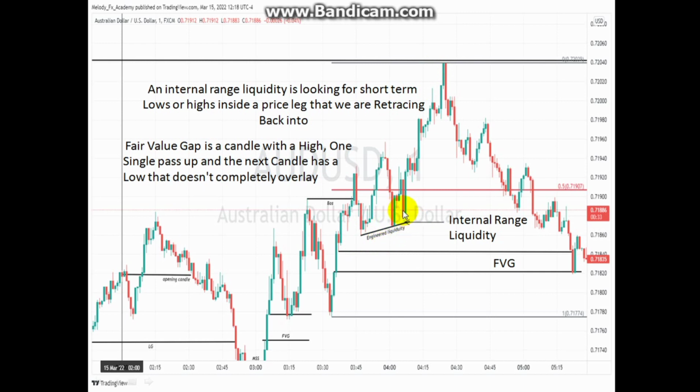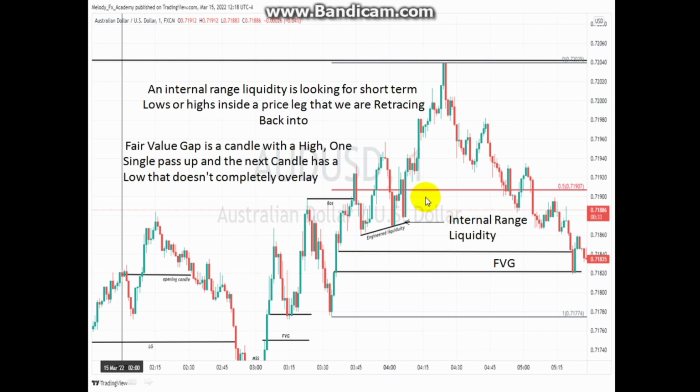So an internal range liquidity is simply a short-term low or a short-term high that has liquidity resting below it inside a trading range, as we can see here. So this was what brought my second entry. I knew there was sell side liquidity resting below these old lows, and it is currently below the equilibrium, which is discount. So I was hoping that price would take out these short-term lows, and also there's a fair value gap right here.